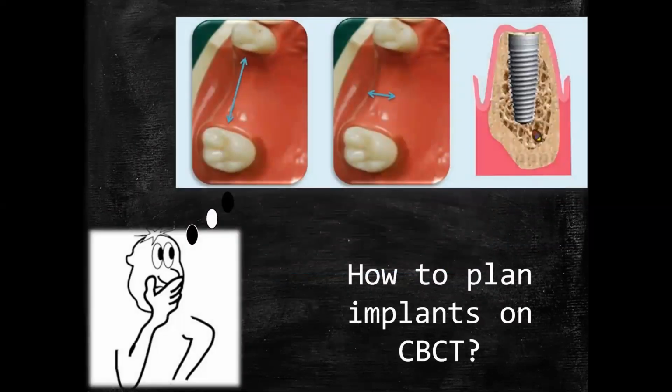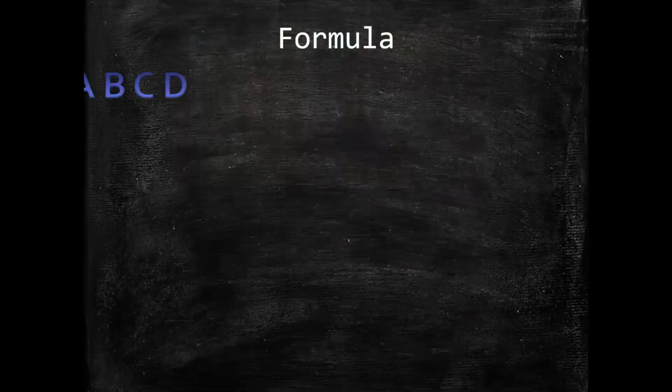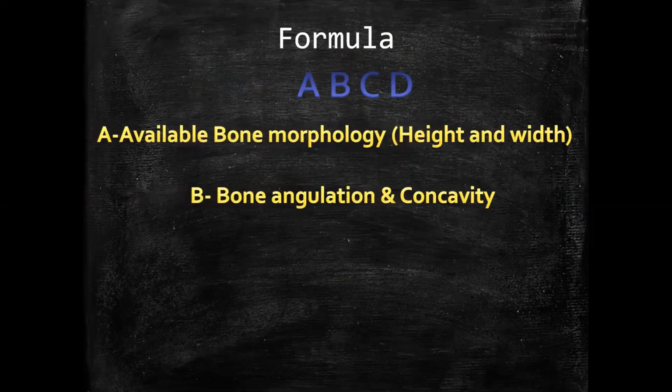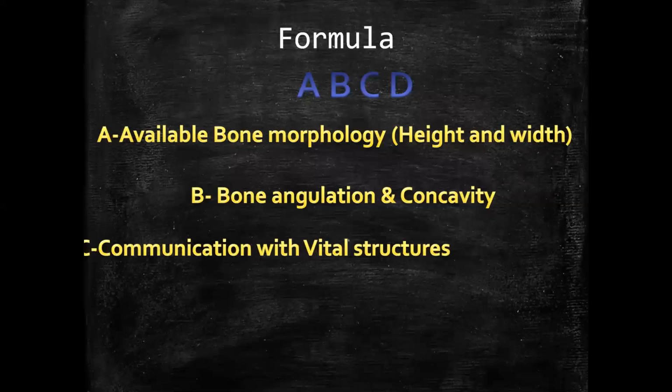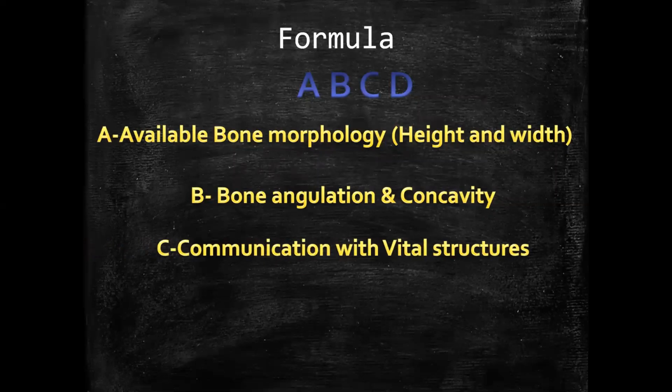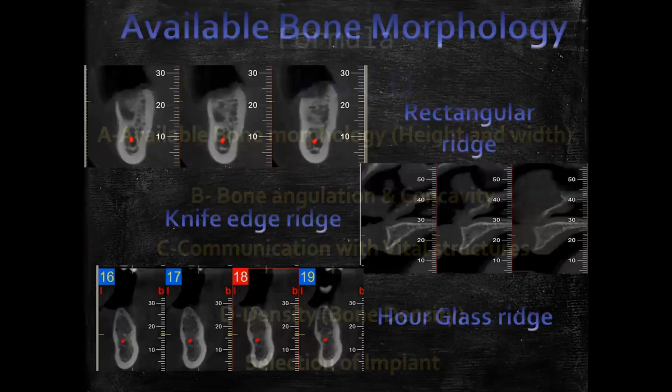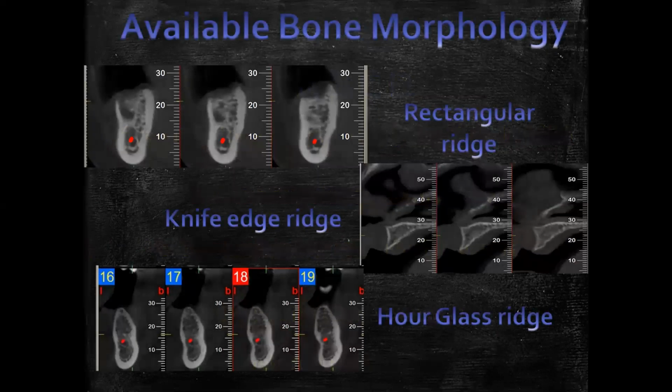Now, once we have decided how we need to read a CBCT, we thought that we can create a formula to plan in CBCT. So we planned a formula which we call ABCD, where A stands for bone morphology, B stands for bone angulation and concavity, C stands for communication with a vital structure, D stands for bone density, and finally selection of implants. So A, as I told you, is bone morphology.